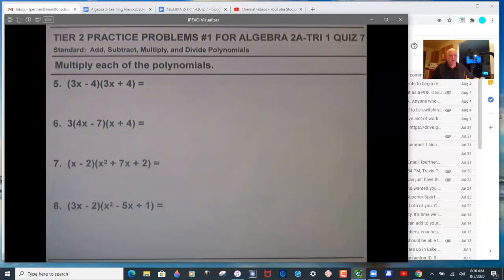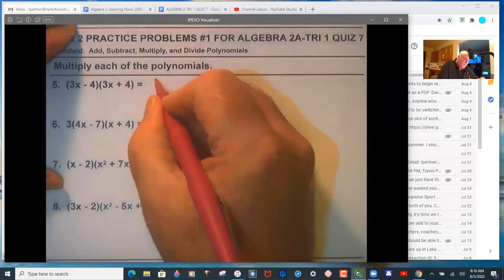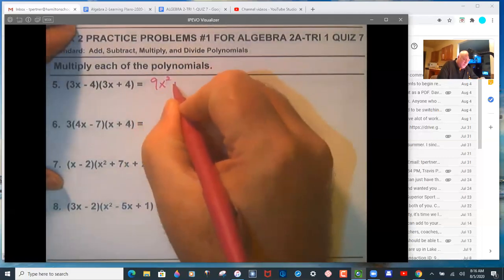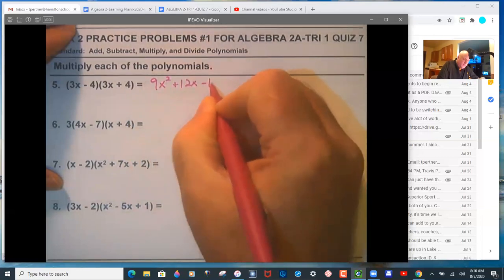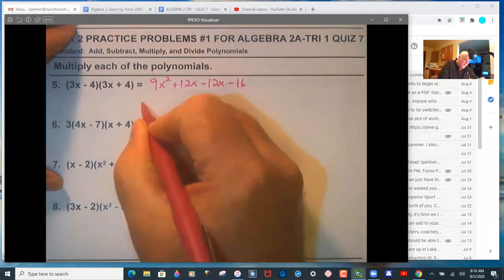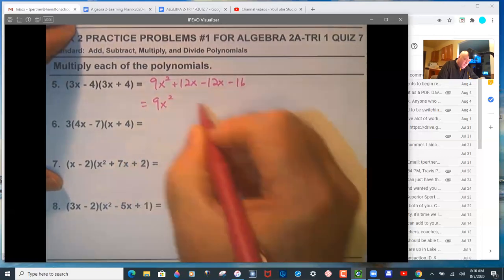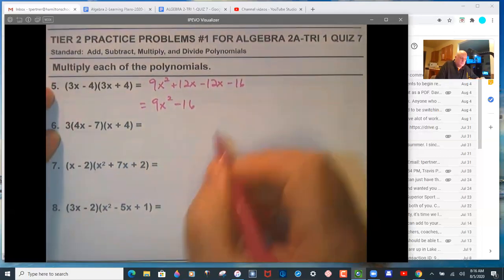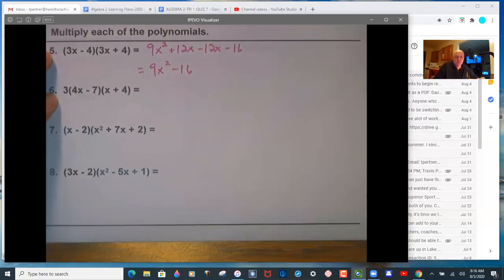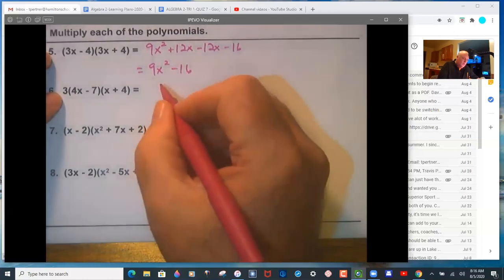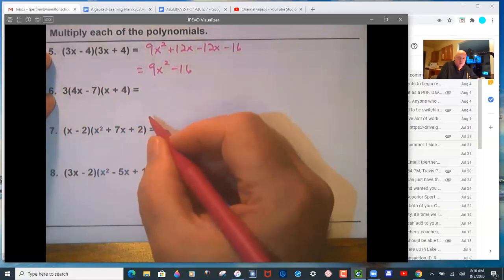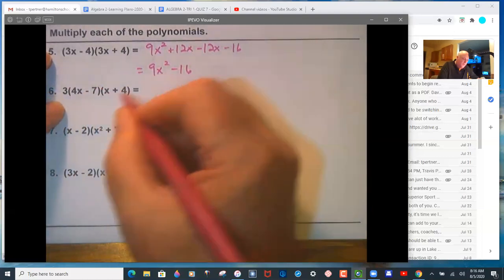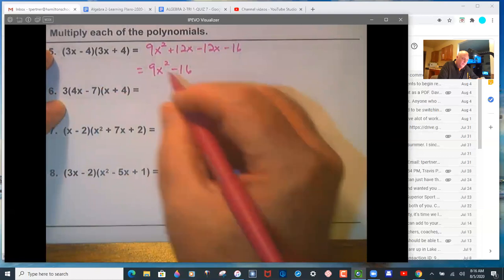Five through 8, multiply. Okay, so 9x squared plus 12x minus 12x minus 16, FOIL product. So 9x squared minus 16. Here, there's a number of ways you can do this. You can wait till the end to put 3 through, or you can put 3 through the first. That could be a little bit easier perhaps.